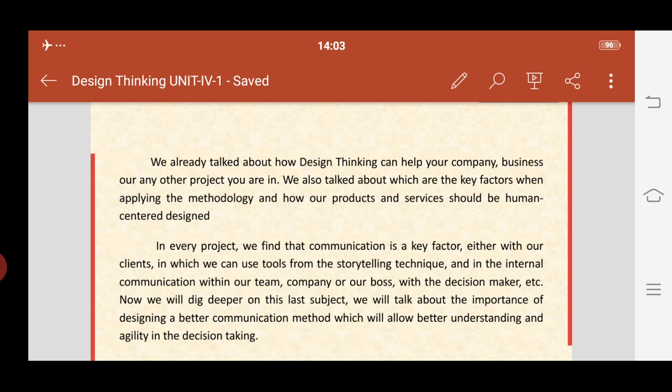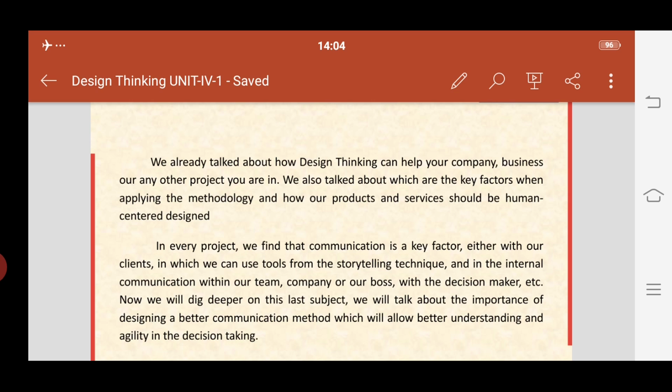So the team members of a design thinking project should keep this in mind when honing their communication skills for a future project. What I conclude is that we will talk about the importance of designing a better communication method, which will allow better understanding and make decision taking quicker and easier.